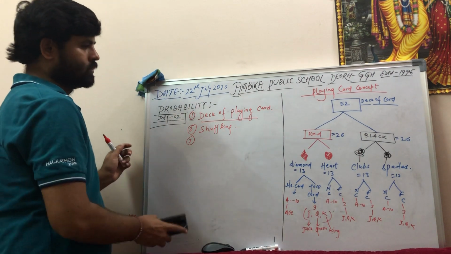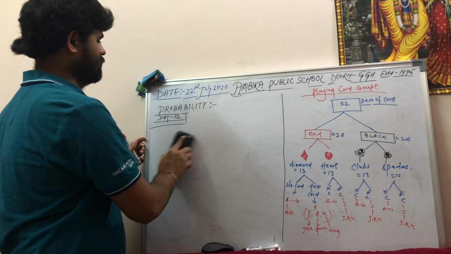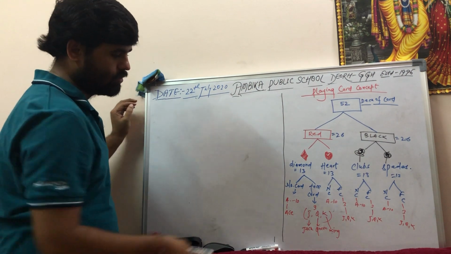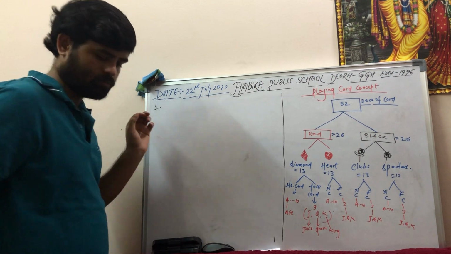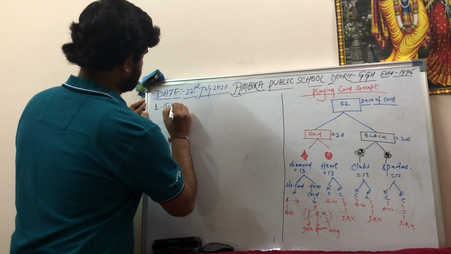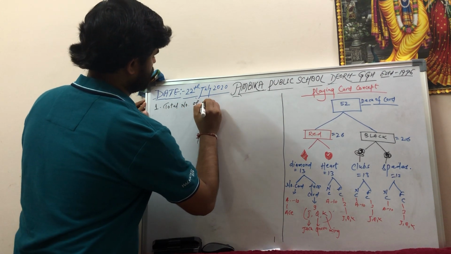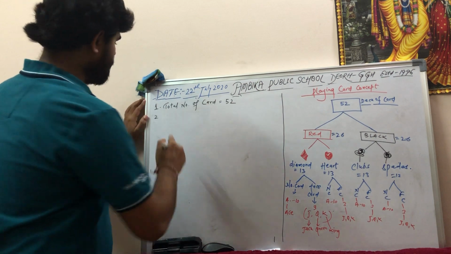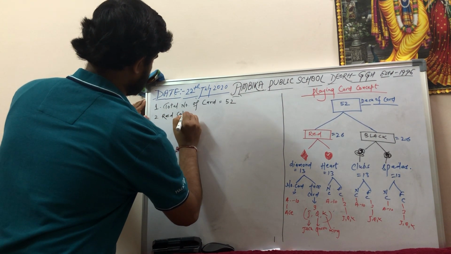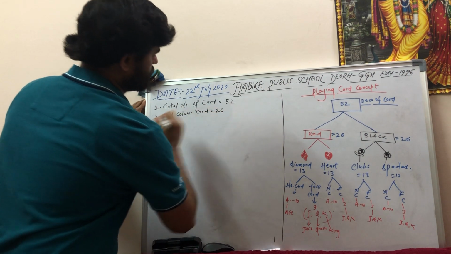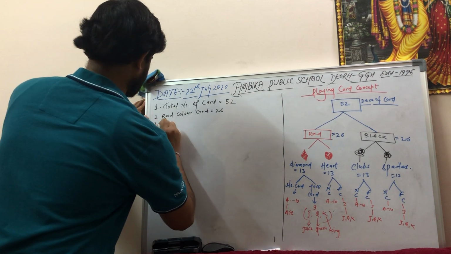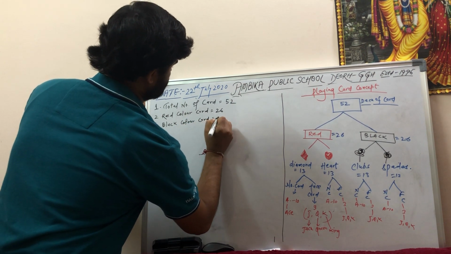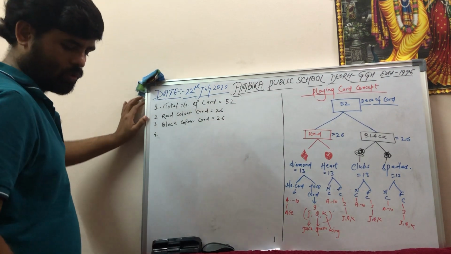Okay. I am writing the points one by one. Okay, you can write it down. First point is total number of cards equals 52. Second point, red color cards equals 26. Black color cards equals 26.